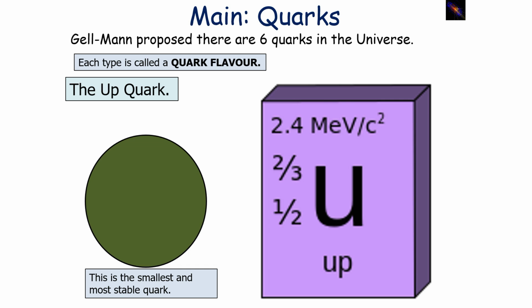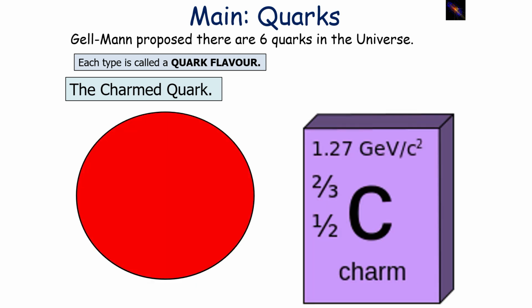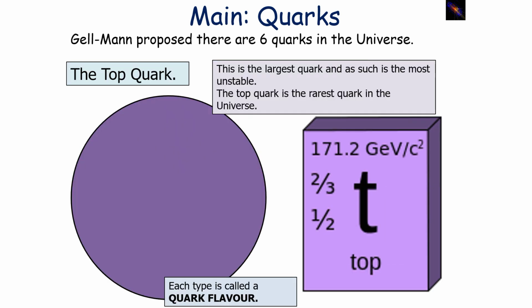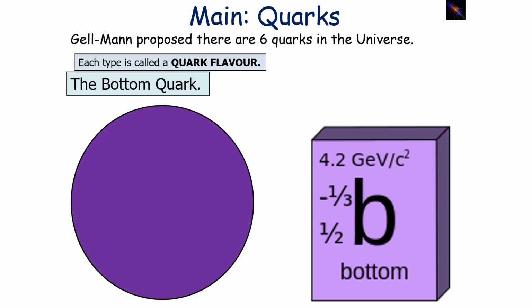Now there are actually 6 quarks in the universe. Each type is called a quark flavour. You've got the up quark, the down quark, the strange quark. The strange quark gives a particle its strangeness. Then the charmed quark, and the top quark. This is the largest quark and therefore the most unstable, so it's actually the rarest quark in the universe, and it was only first observed in 1995. And finally we've got the bottom quark as well.